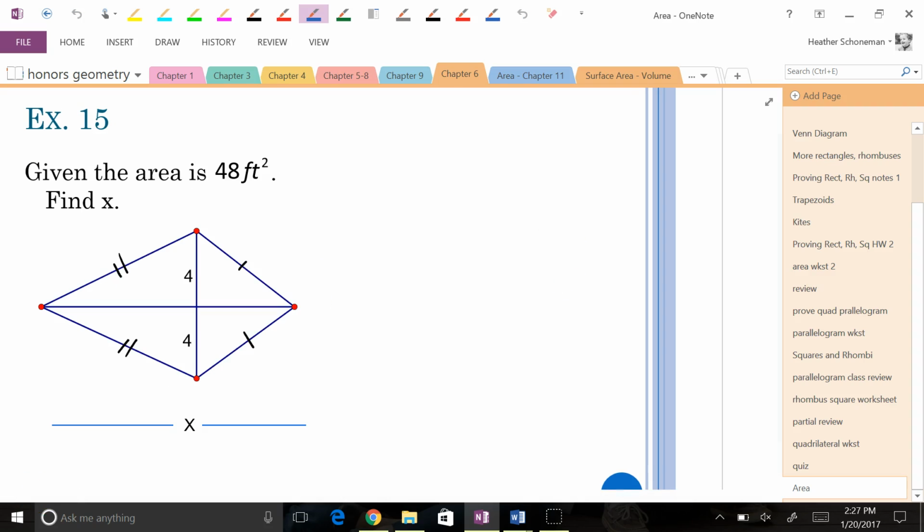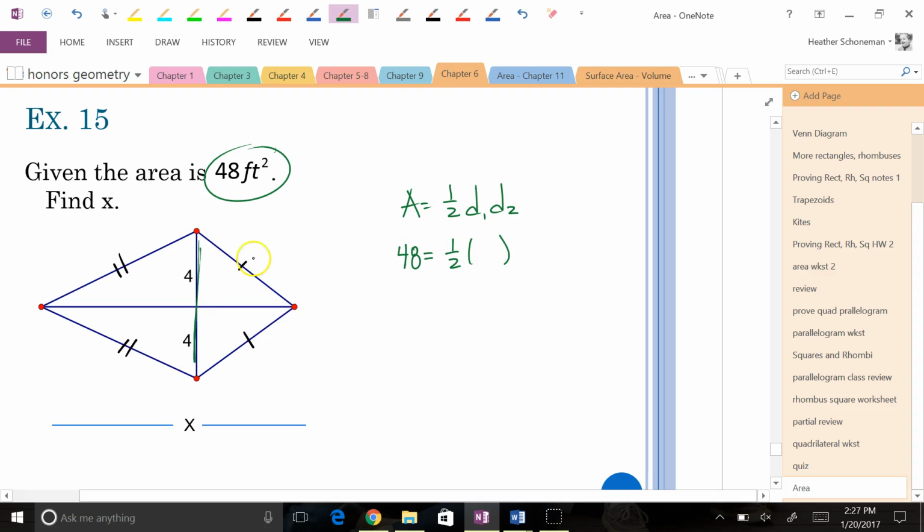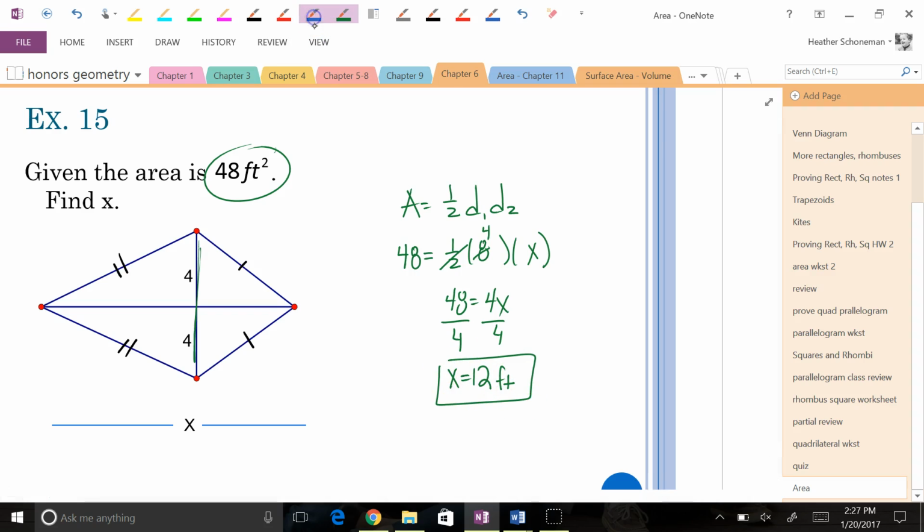Okay, this one's a little bit different than what we've been doing because you're given the area and then you've got to plug in to find something else. This is a kite. The area of a kite is 1/2 diagonal 1 times diagonal 2. You are given the area is 48, so it's going to be 48 equals 1/2. One diagonal you are given is 8, and the other diagonal is x. Half of 8 is 4, so we get 48 equals 4x. We divide by 4, so x equals 12. The label on it, though, is feet because it's a length. It's not area. It's not feet squared.